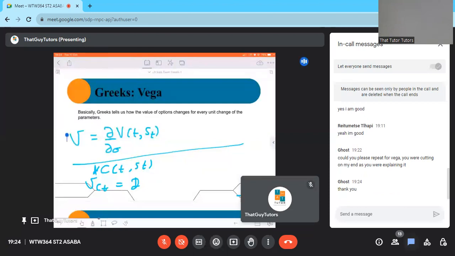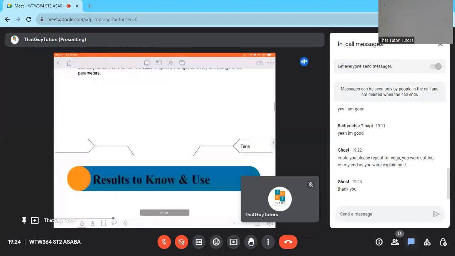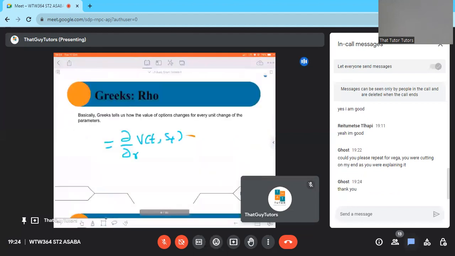I do think this is how you write rho. I hope this is how you write rho. And then the last one is theta. So theta tells you the sensitivity with respect to time.